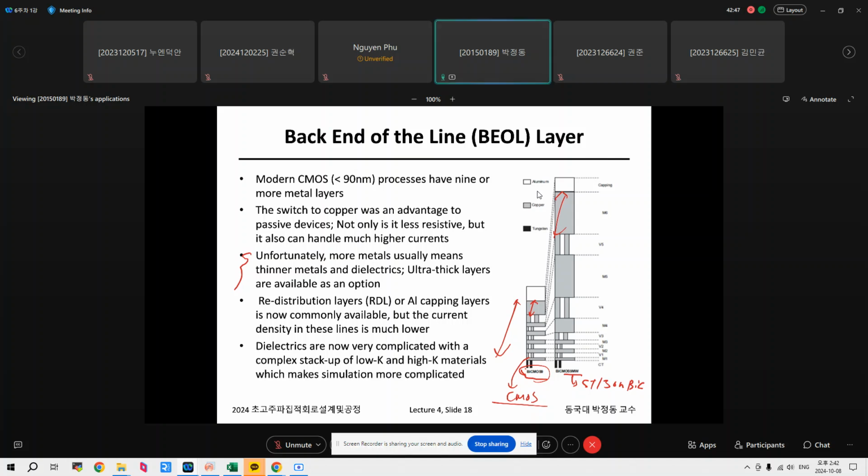Also, redistribution layer or allocate layer, right? This allocate redistribution layer is now commonly available, right? But I always emphasize that whenever you use allocate, you have to be very careful. First, if you implement a passive element with allocate, the passive element is not exactly the same as the one you draw in the layout.